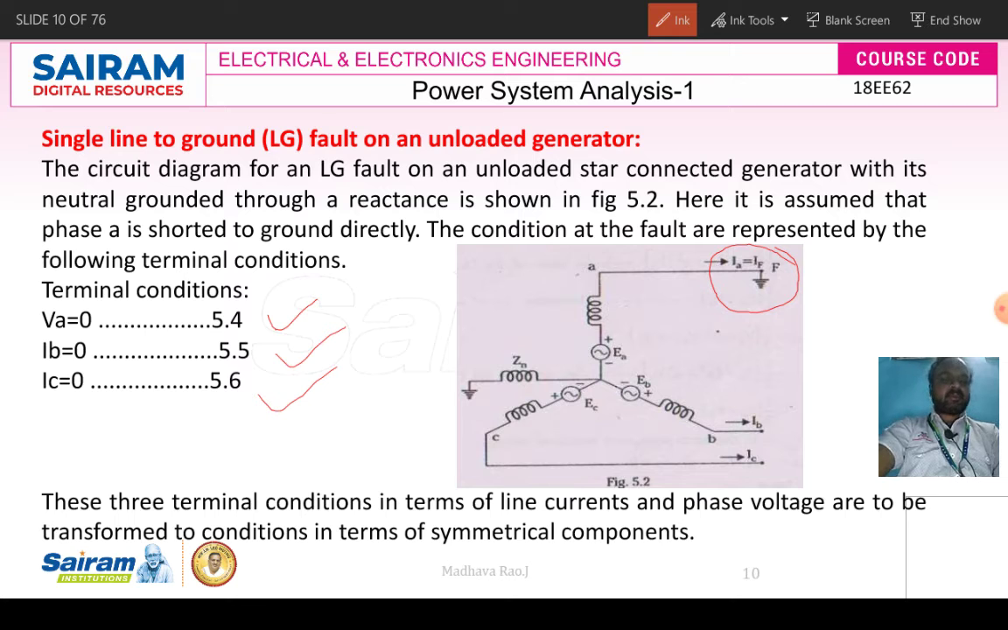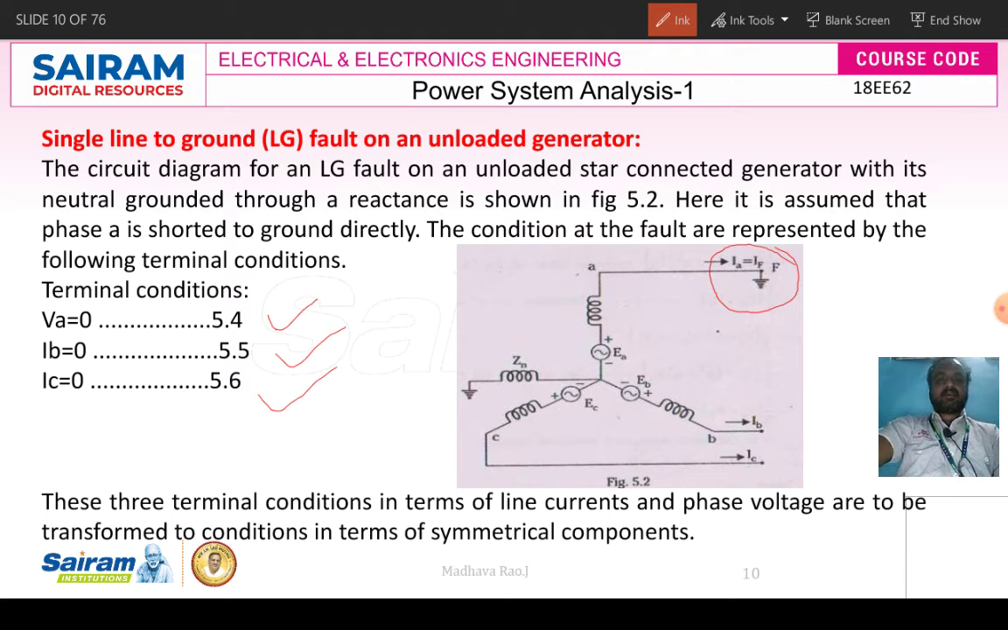The current flows are Ia, Ib, Ic. The fault occurs at A line to ground. So A line to ground is the voltage across A line to ground. VA is the voltage across phase. So VA will be equal to 0.